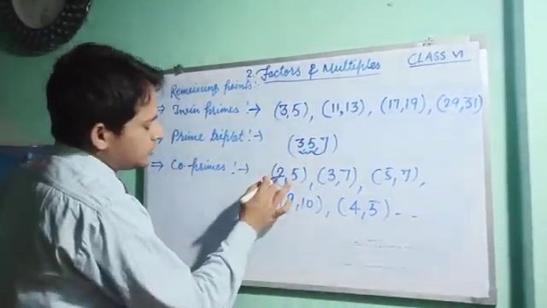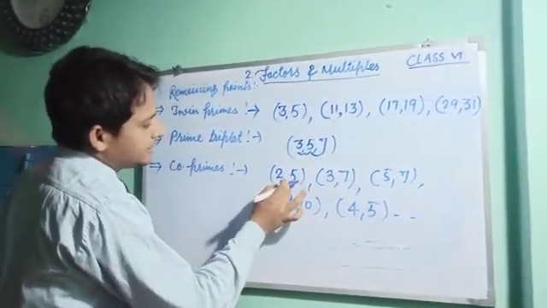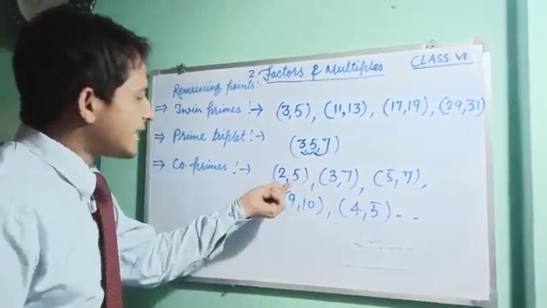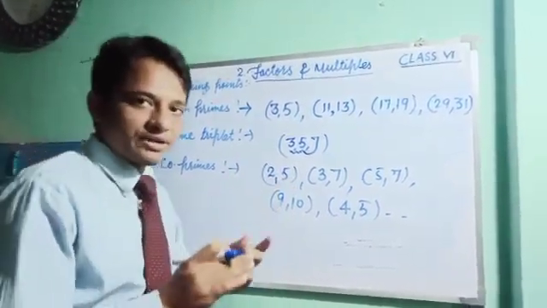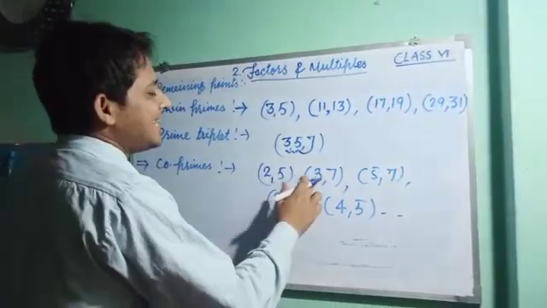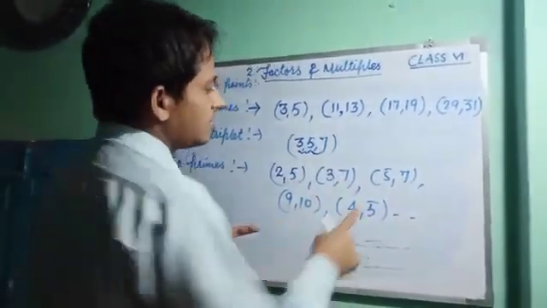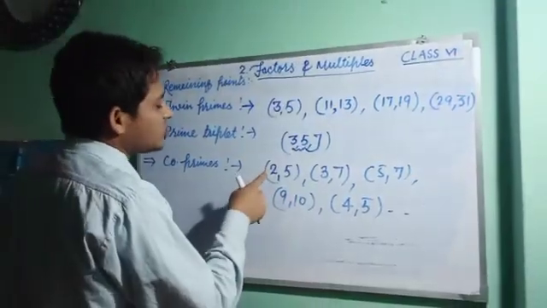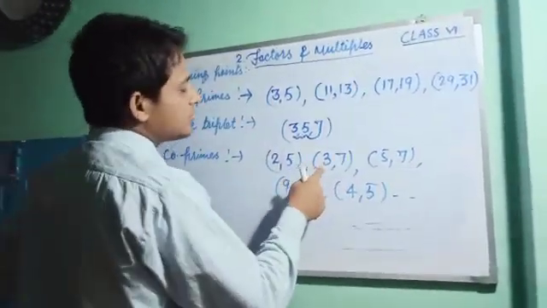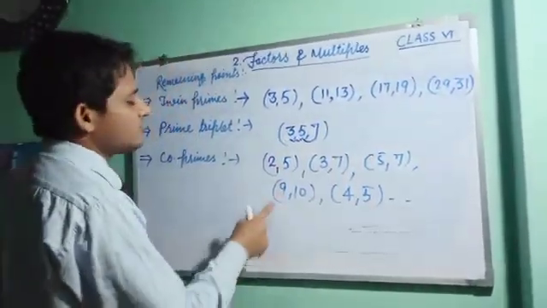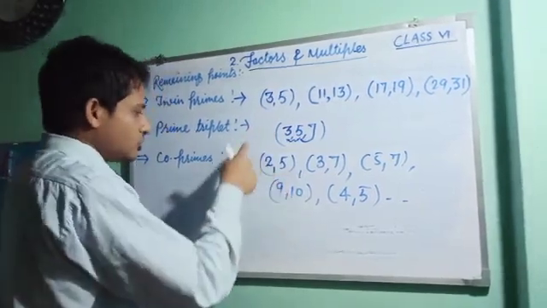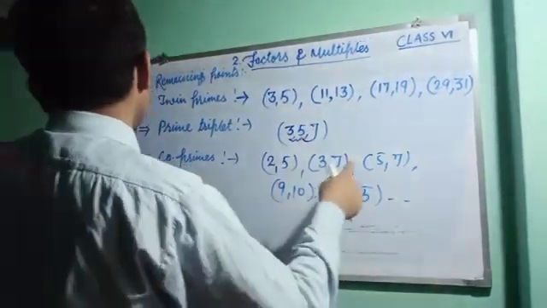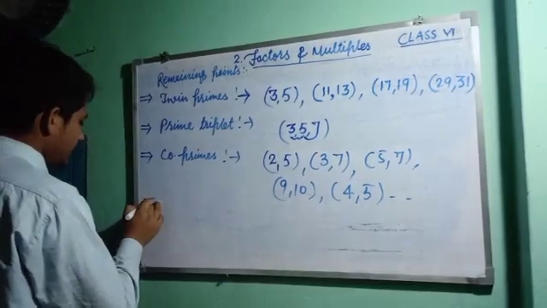Why? Look at 2 and 5, they have only the common factor 1, no other common factor than 1. So 3 and 5 have common factor 1, 5 and 7 have common factor 1. That means the HCF of 2 and 5 is 1, HCF of 3 and 7 is 1, also the HCF of 9 and 10 is 1. So all these are examples of co-primes.